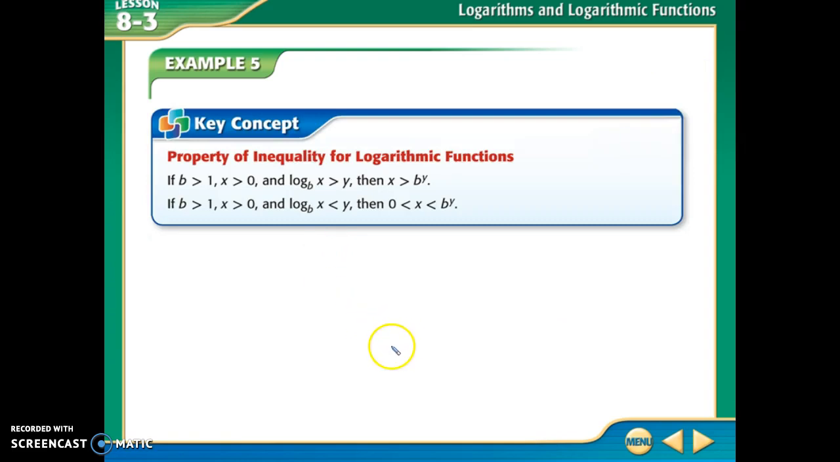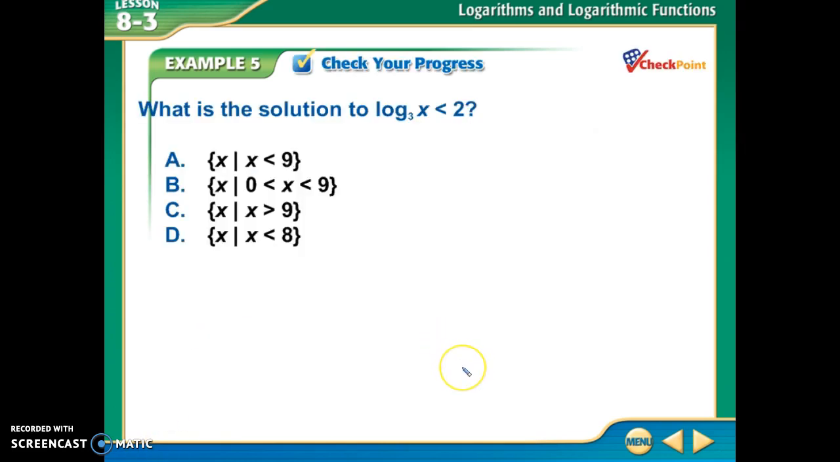Alright, the property of inequality for logarithmic functions. So if everything's positive, log base b of x is greater than y, then we're going to keep that same sign when we write our inequality. And if it's less than, x is going to go in the middle, and we're going to use less thans on both sides. Now keep in mind this is a little different because I'm putting my b to the y on the right side. So for this example, we've got log base 3 of x less than 2.